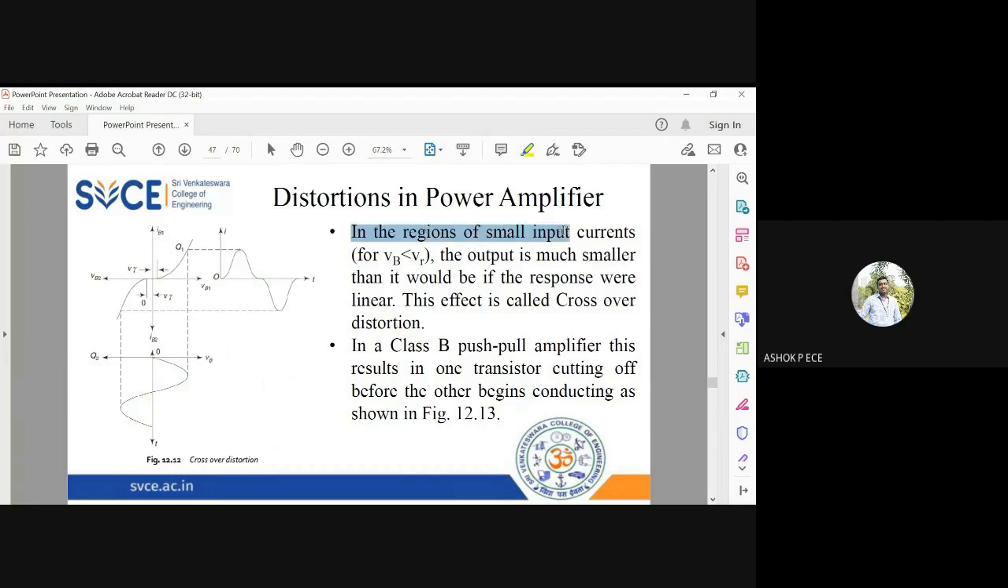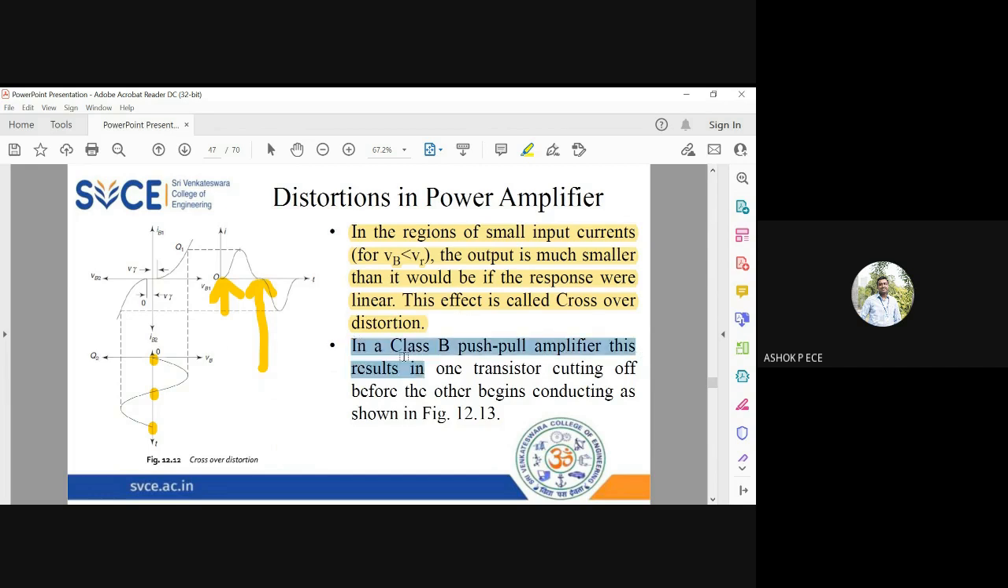In the regions of smaller input currents, the output is much smaller than it would be, and this is called crossover. This region where the sinusoidal current becomes zero, that effect is called crossover distortion. Actually, in one point it will be zero, right? One point only a sine wave will be zero, but in the output you see, continuously from 0 to 0.7 it is zero, and same way when it is reducing from 0.7 to 0, again it will be zero. So this effect is called crossover distortion.